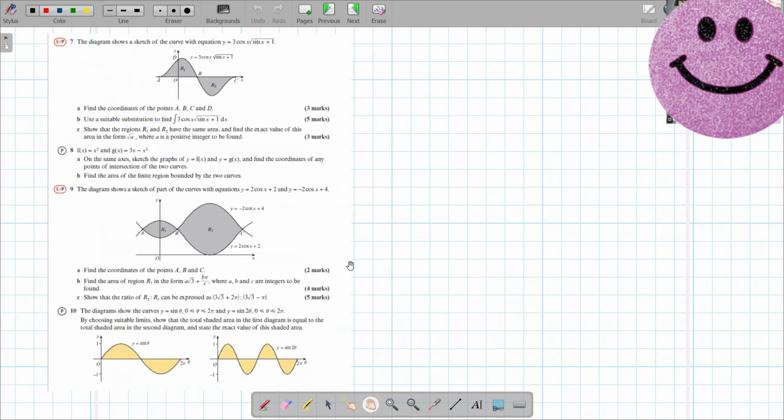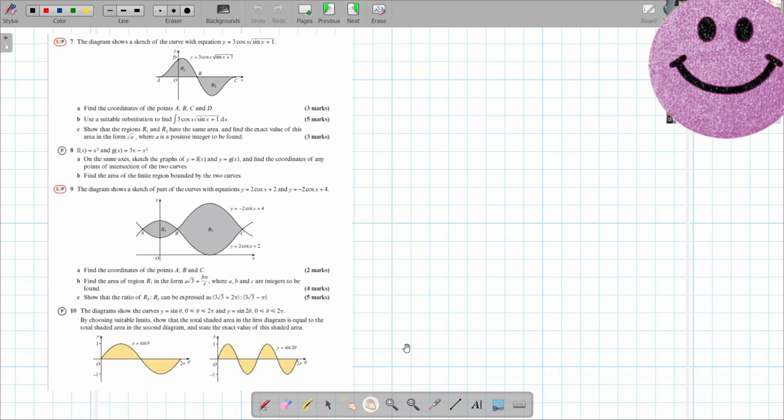What about 9? Can we even do 9? Yeah, sure, why not? How would you find areas if it's below the x-axis? Sorry, how do you find the area if it's below the x-axis?